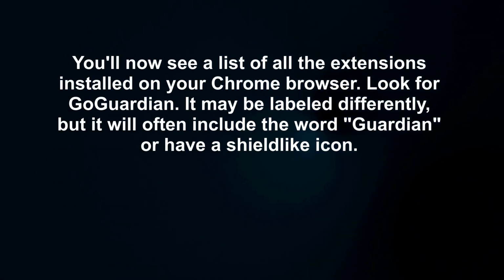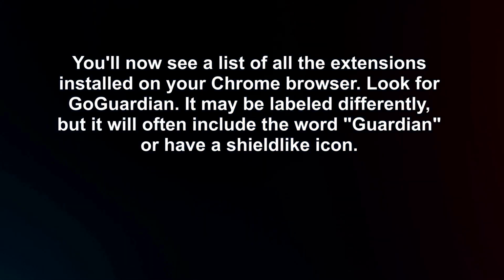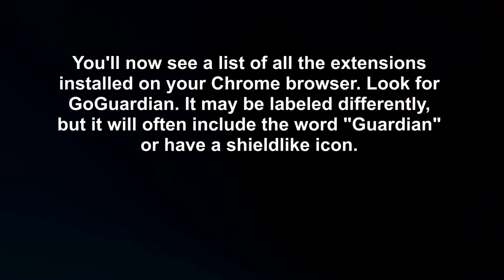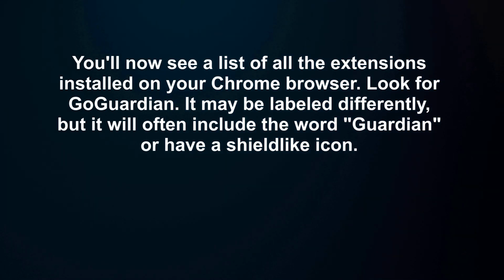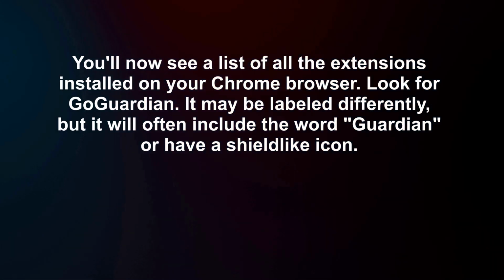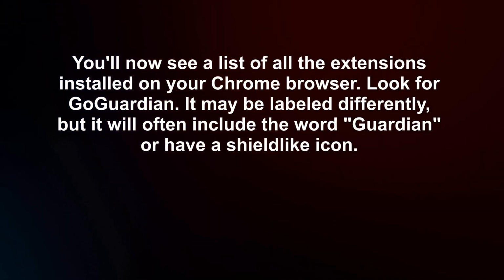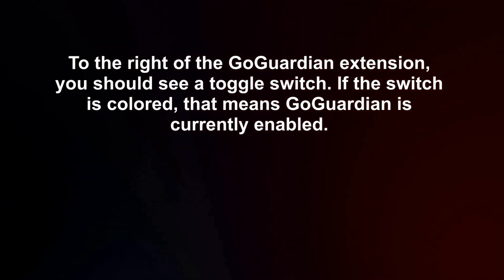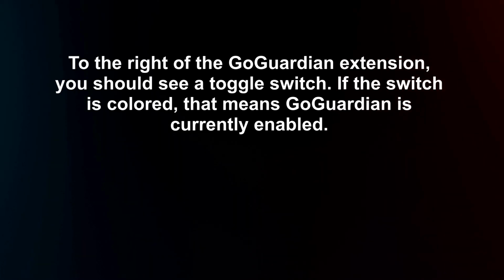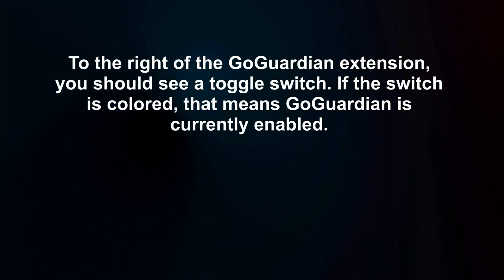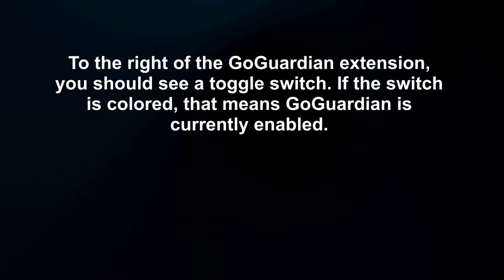You'll now see a list of all the extensions installed on your Chrome browser. Look for GoGuardian. It may be labeled differently, but it will often include the word Guardian or have a shield-like icon. To the right of the GoGuardian extension, you should see a toggle switch. If the switch is colored, that means GoGuardian is currently enabled.